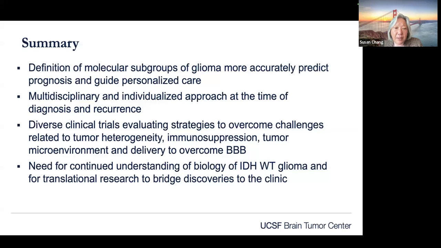All of the diverse clinical trials evaluating strategies are really to overcome the challenges related to tumor heterogeneity, immunosuppression, the microenvironment, and how we more effectively deliver drugs to overcome the blood-brain barrier. But ultimately, all of this work will need to be continued to understand the biology of IDH wildtype glioma, and how we translate that to bridge these discoveries to the clinic is really the way that we will have success.